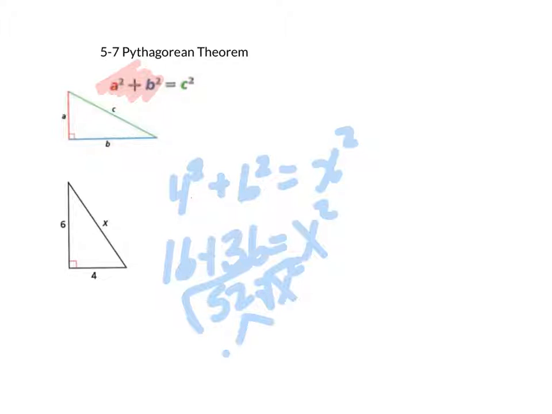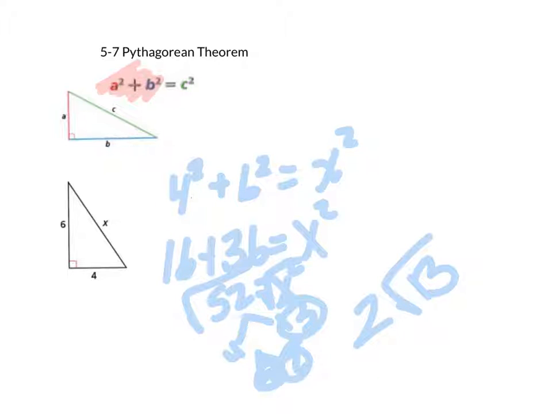So 52 is 4 and 13. 4 becomes 2 and 2. So we have a pair of 2's that come outside, and the 13 stays in. So 2 radical 13 is x.